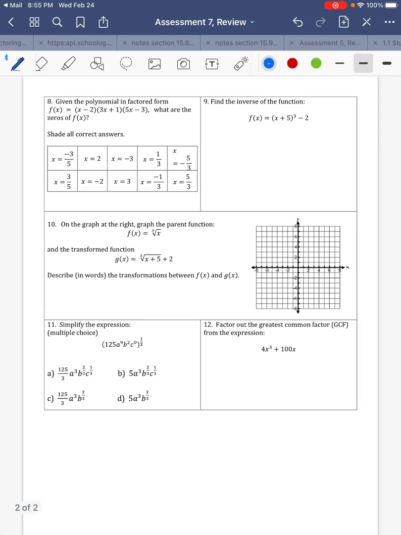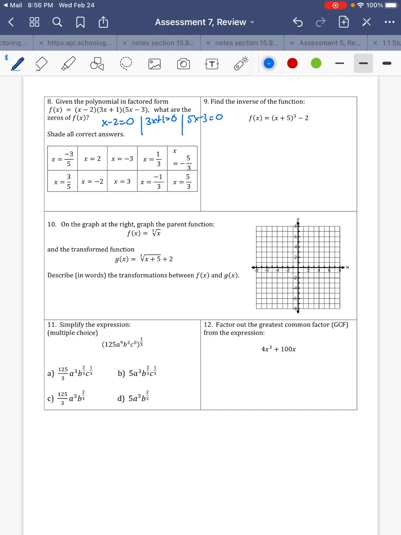All right, number 8. Polynomial. It's in factored form. So what we want to do is find all the zeros. Remember, to do this, you take each part and set it equal to 0. So x minus 2 equals 0. Solve that. 3x plus 1 equals 0. Solve that. 5x minus 3 equals 0. Solve that.